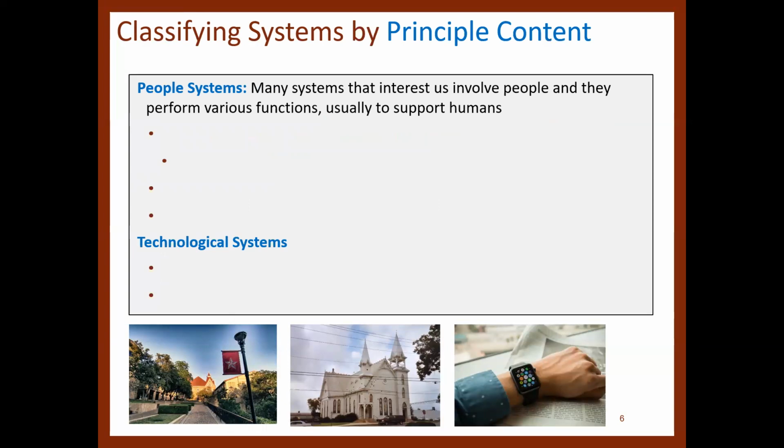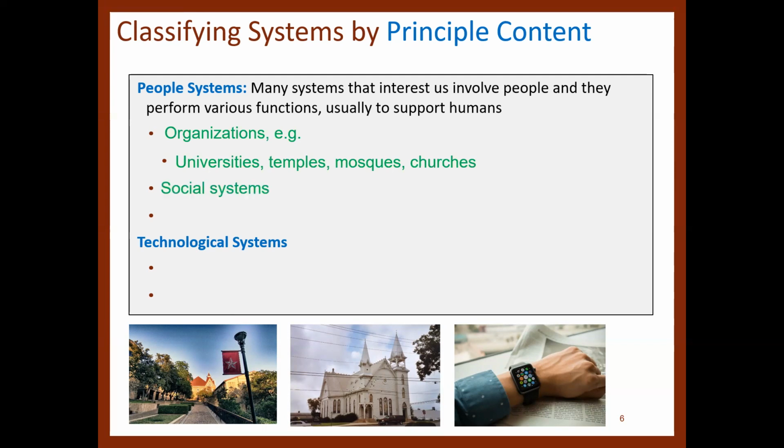If we classify systems by the principal content, we can look at people systems. Many systems that interest us involve people, and they perform various functions, usually to support humans. For example, organizations such as universities, temples, churches, and so on. We also have social systems like schools and so on, and also the economy.